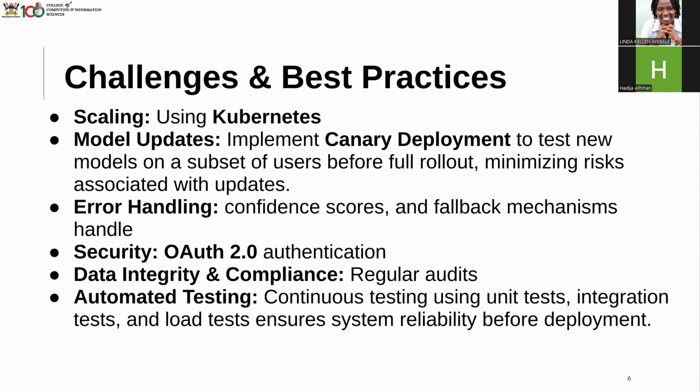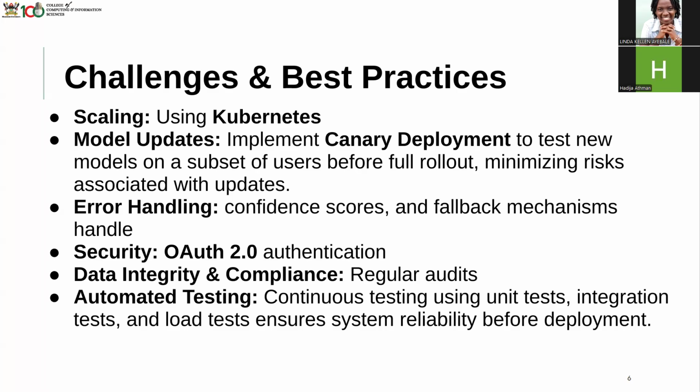Then we need to be able to handle errors. For example, in our application, we have implemented a small functionality such that when the model is making predictions, we show the confidence level so that the user knows how confident the model is. It's also good to have feedback and fallback mechanisms to handle these errors so that we can always go back, check on what is happening with the model, and then retrain.